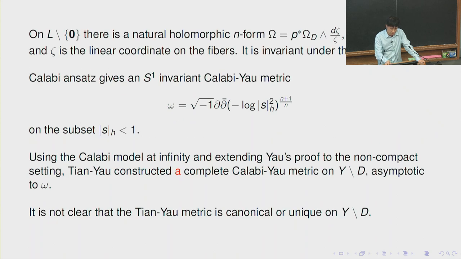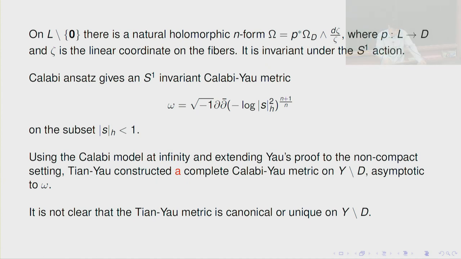But now on this normal bundle L, if you remove the zero section, there's a natural holomorphic form. Explicitly, you just pull back the holomorphic form from D and wedge with a fiberwise meromorphic form on the fibers. It is invariant under the natural circle action which rotates the fiber. And then there's a Calabi ansatz. This is a formula which gives you a Calabi-Yau metric. This is not a miracle.